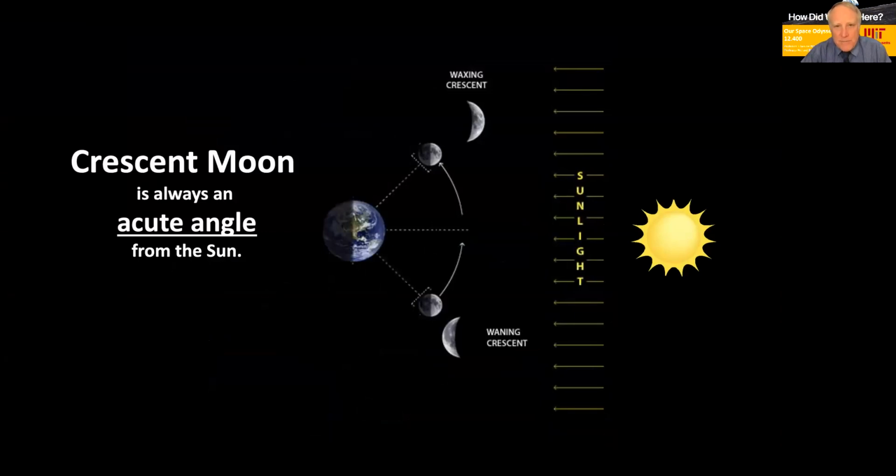So try this for yourself. You can demonstrate this to yourself. When you go outside and you see a crescent moon, stop and say, where's the sun? Figure out where the sun is. It probably is just set in the west or it's rising in the east, depending whether it's a waxing crescent or waning crescent. But if you see a crescent moon and visualize where the sun is, you will always notice that the angle between the crescent moon and the sun is a narrow angle or an acute angle. And it makes sense as to why you're seeing a crescent, because the moon is just barely angling its way away from the sun.